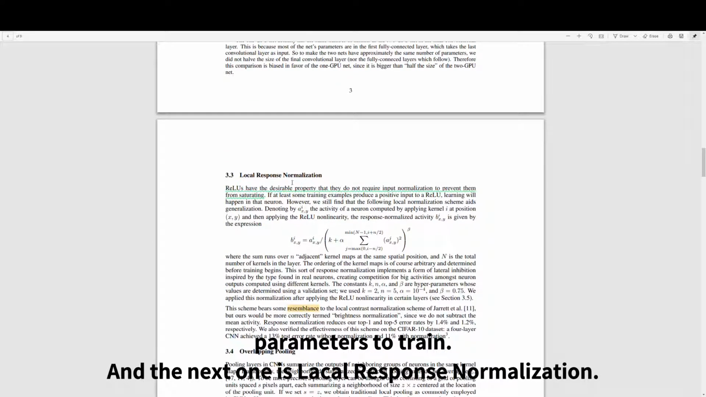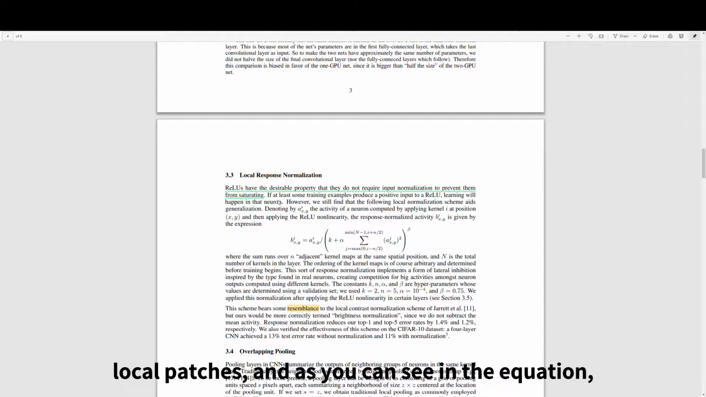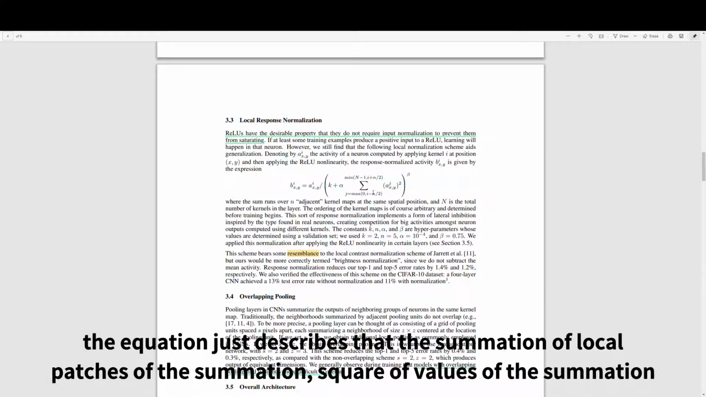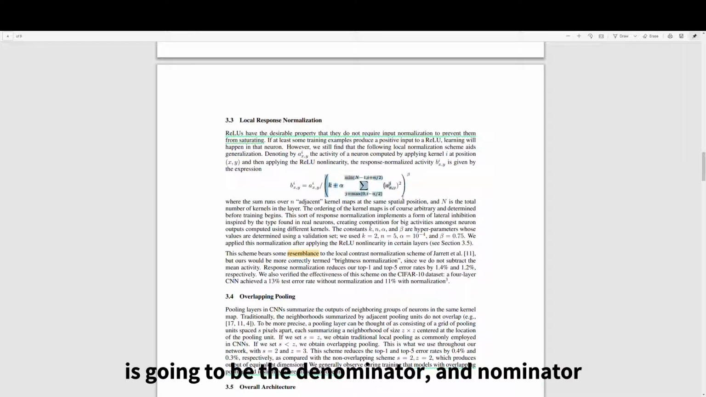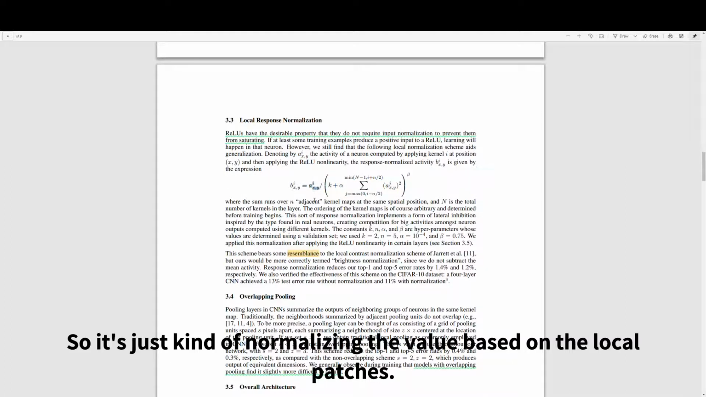And the next one is local response normalization. It's a kind of normalization on local patches in the images. As you can see in the equation, the summation of the values over local patches becomes the denominator, and the numerator is the center pixel value. So it's normalizing the value based on the local patches.